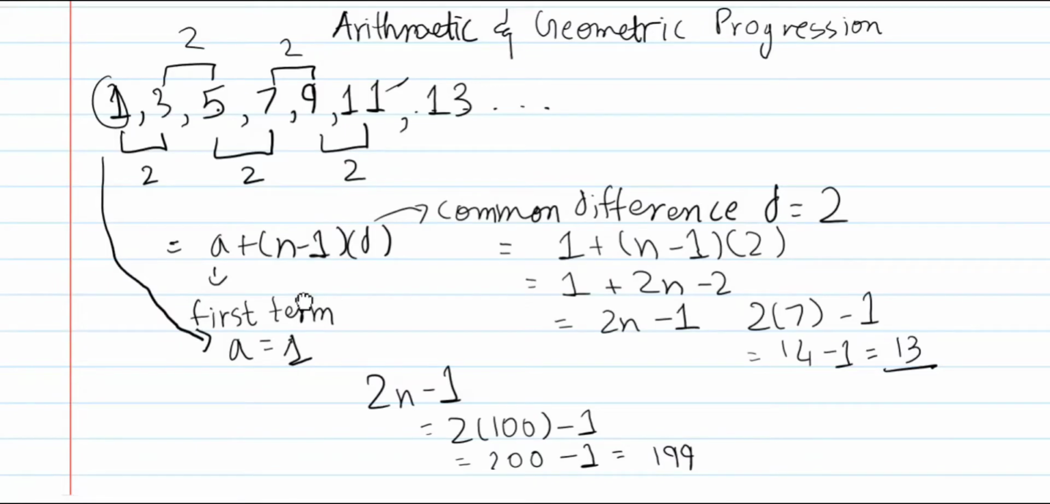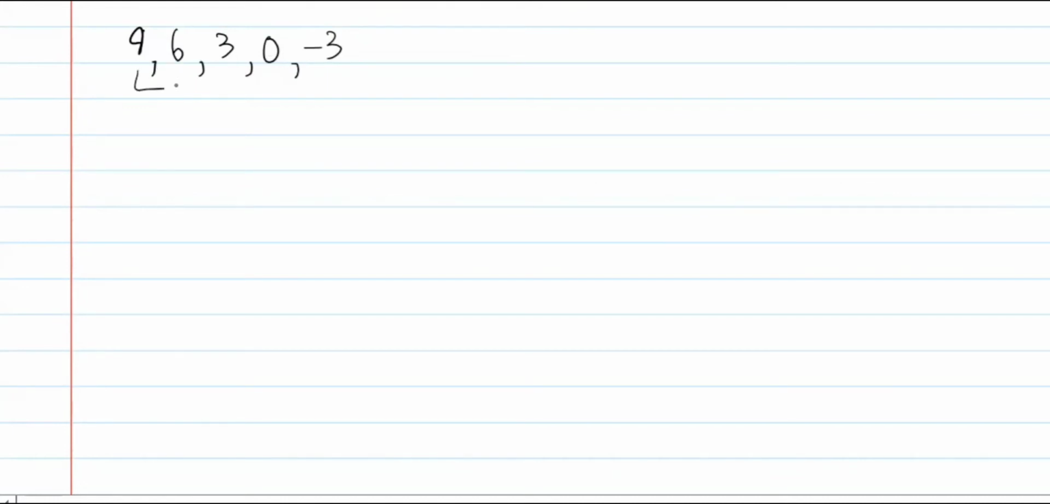So now let's move to another example. Suppose we have another series 9, 6, 3, 0, minus 3. Now for this sequence, you can see that each term differs by minus 3. The second term is the first term minus 3, and the third term is the second term minus 3. 9 minus 3 is equal to 6, 6 minus 3 is equal to 3, 3 minus 3 is equal to 0, and 0 minus 3 is equal to minus 3. So our common difference is minus 3.